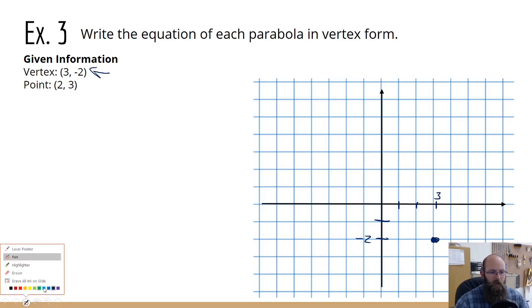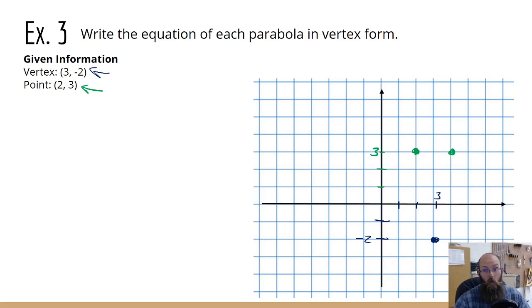They told me, and let's do this one in green, that I have the point 2, 3. So I'm going to go over 2, up 3, and put a dot there. Hopefully that's easy to see. I can see it on my screen good enough. I also know, though, I'm going to have the same dot on the other side. So I'm 1 away from my vertex, so I'm going to be 1 away on the other side.